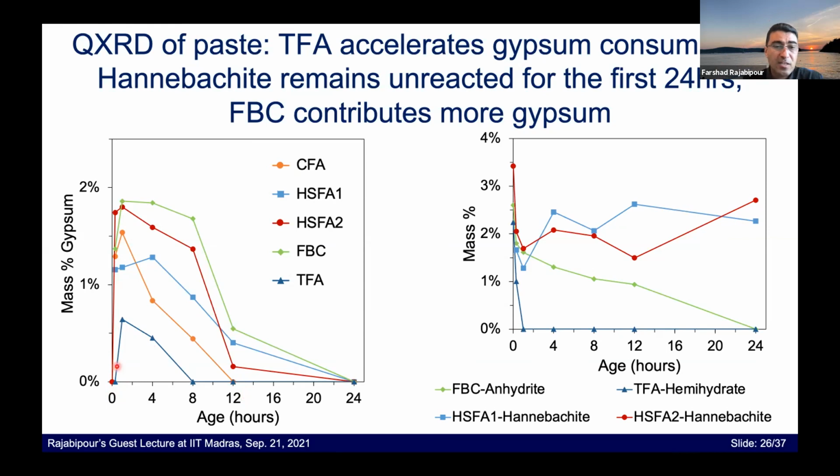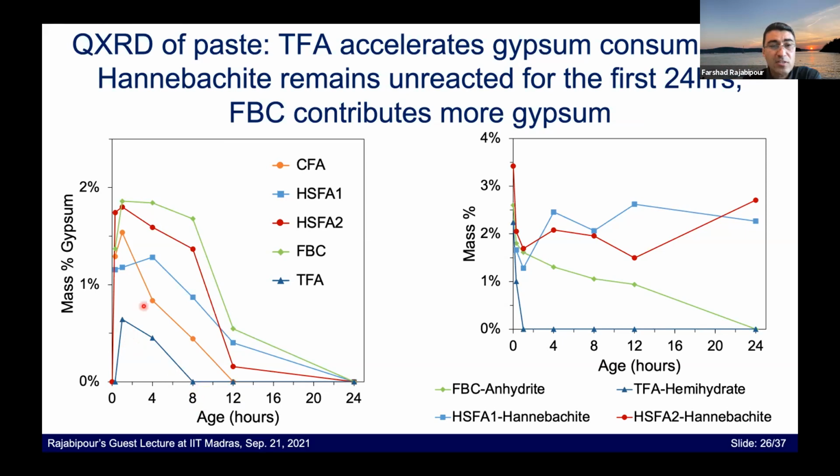Now, if you look at the case of the Trona fly ash, we see this gypsum consumption is accelerated and is dropping and disappearing at about 8 hours. And this, again, goes hand in hand with the rapid formation of ettringite, which also explains the more rapid setting of the Trona fly ashes, as well as some of the rapid strength development data that I'm going to show you very soon.